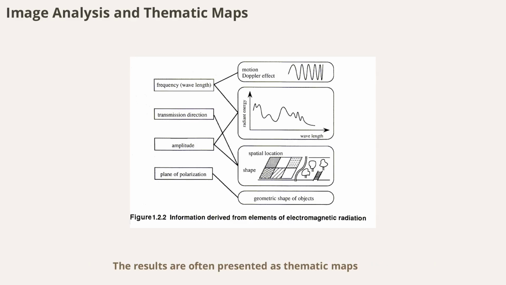Image analysis goes beyond basic interpretation by examining the relationship between interpreted information and real-world phenomena. The results are often presented as thematic maps, which highlight specific features or conditions, such as land use, vegetation, or geological structures. Thematic maps are valuable tools for planners, scientists, and decision makers, providing a clear visual representation of complex data.